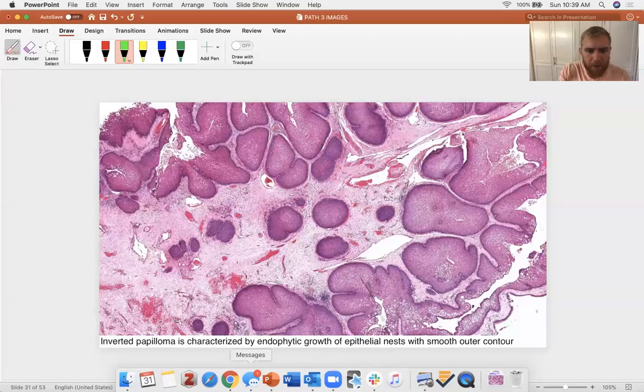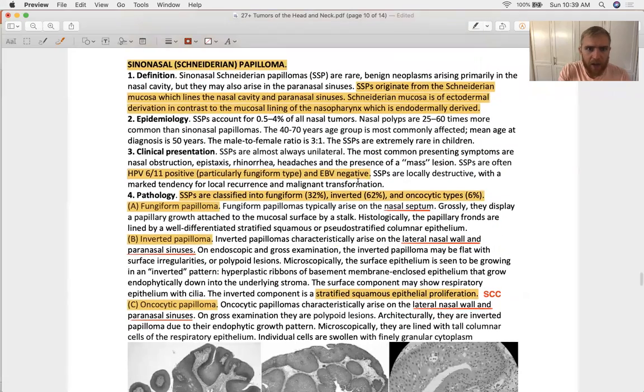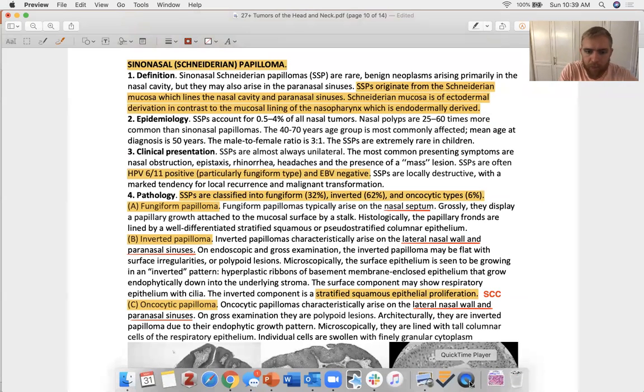And it even mentions that in the SDL that Schneiderian mucosa is of ectodermal derivation in contrast to the mucosal lining of the nasopharynx, which is endodermally derived. So that's why this one has a bunch of squamous cells, flat cells, as opposed to that columnar ciliated epithelium, right? So that makes sense.